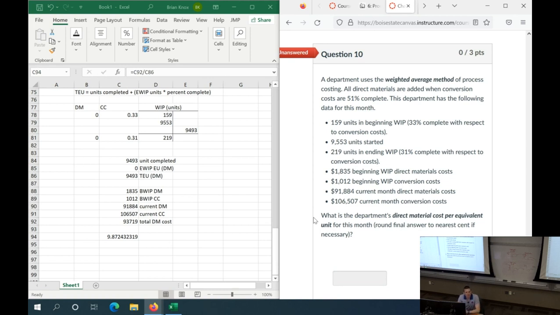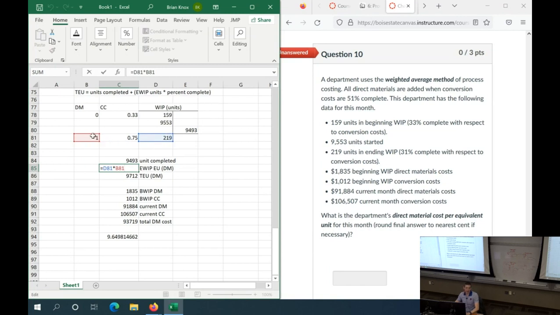What would you do with respect to conversion costs? Yeah, well, let's put that in. Let's say it was 75%. Then our direct materials would be 100% complete because they've passed the threshold. So we've dumped all the dumplings in the pot. All the direct materials have been added. And so now our ending WIP is going to be that 219 times 100%. Our TEU is still going to be the sum of units completed and this new 219 instead. And the numerator hasn't changed at all, just the denominator. So we end up with 9.64 instead of, what was the last one? 9.87. Yeah. So the rate goes down a little bit.